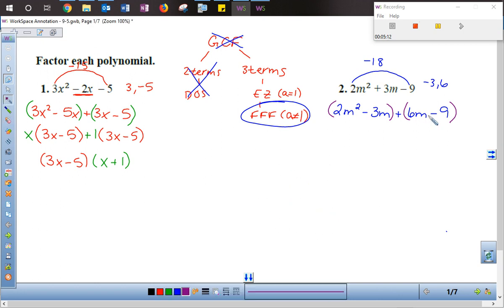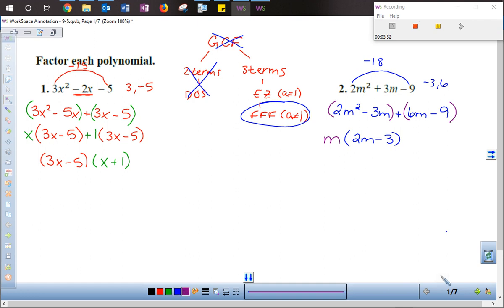Now we can take out the greatest common factor. 2 and 3 don't have a GCF, but I can take out an m. Now let's see what I have left. 2m squared divided by m leaves me with 2m, and negative 3 divided by m leaves me with negative 3.